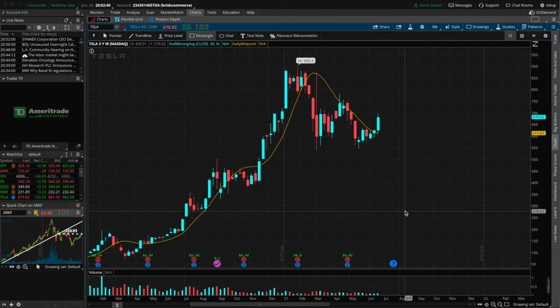Brisk Commerce here, and today we're going to be going over some very essential topics within TD Ameritrade's Thinkorswim. Today we're going to be covering essential time frames to use within the chart and also understanding the basic composition of a bullish candlestick and a bearish candlestick.